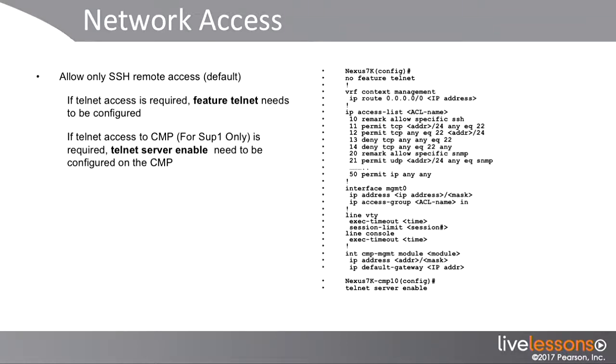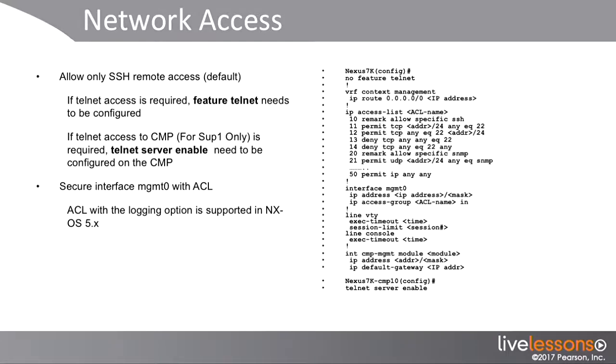In regards to that, if you have a Supervisor 1, which is an older supervisor, and you would like to enable Telnet for out-of-band communication to it, you need to run the command telnet server enable in order to connect through the CMP or the out-of-band interface.